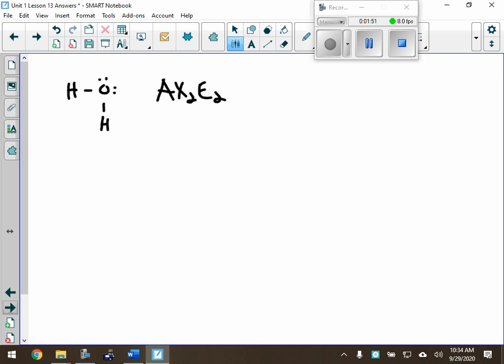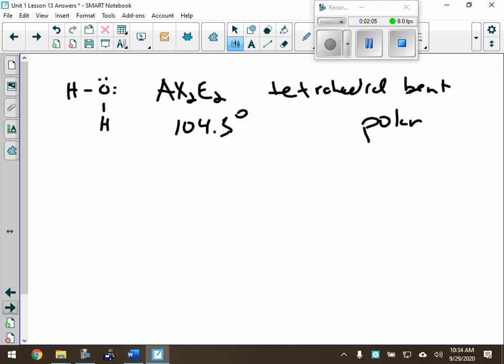Bond angle. Perfect. Shape. Tetrahedral, get bent. And polar, yes, absolutely polar. Water's always been polar. It's always going to be polar. And we have E on the central atom. Of course, we have two of them actually, so most certainly polar.